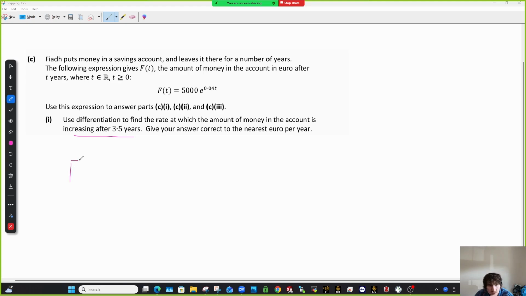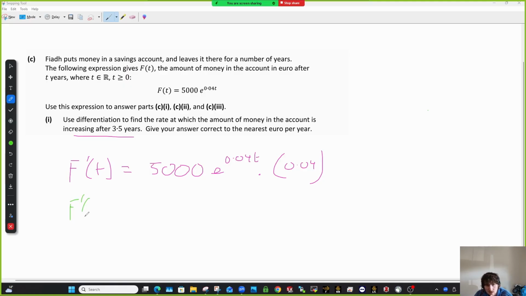So we just take our f dash t. The 5,000 does nothing. It's just a number multiplying things. When you take derivatives of exponentials like this, they stay exactly the same. And then you multiply by the derivative of the power, which is 0.04. And that's f dash t. So you see f dash t is not constant. This is the instantaneous rate of change, what I was talking about before. So it depends on what you give it as a time.